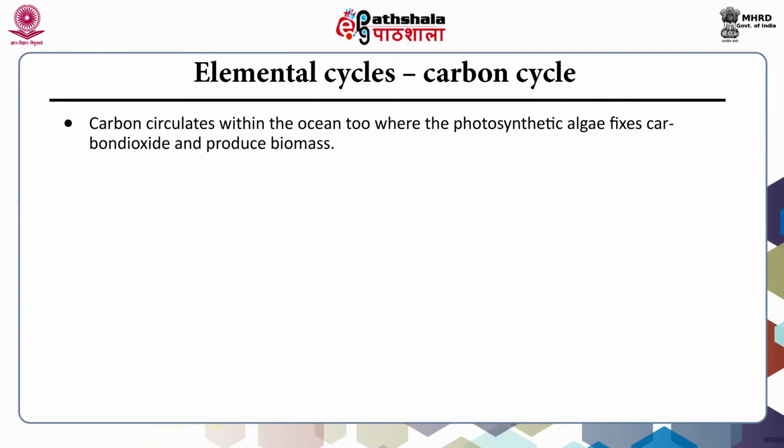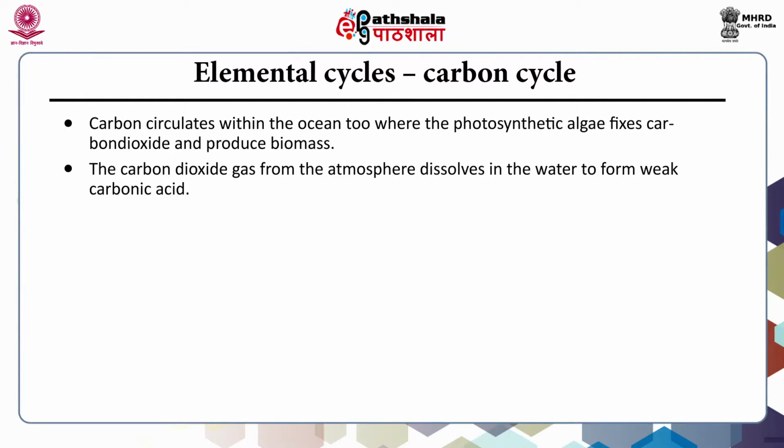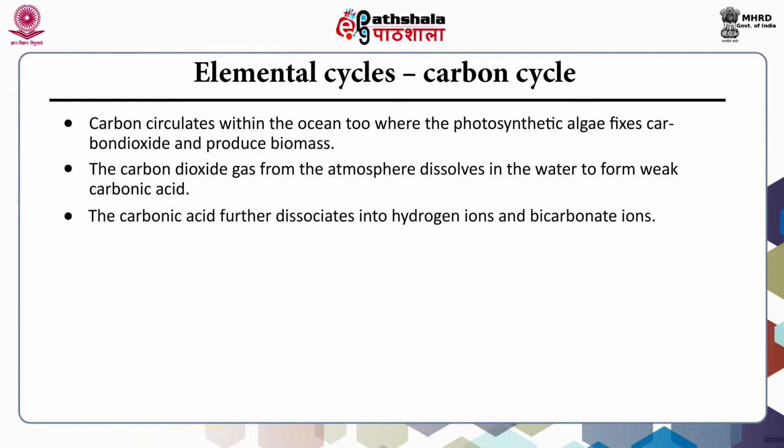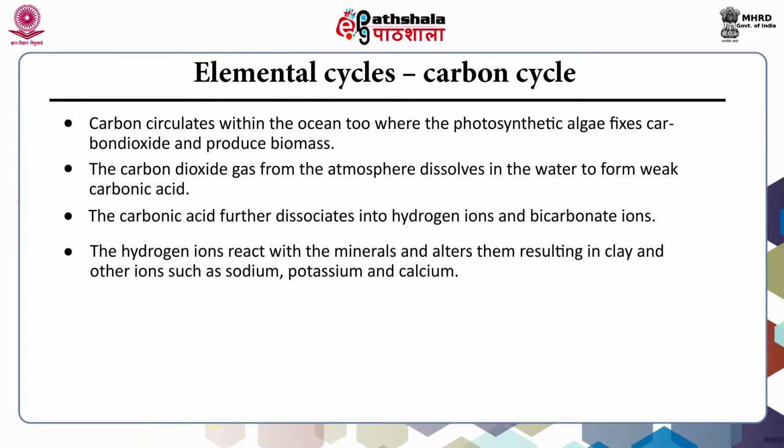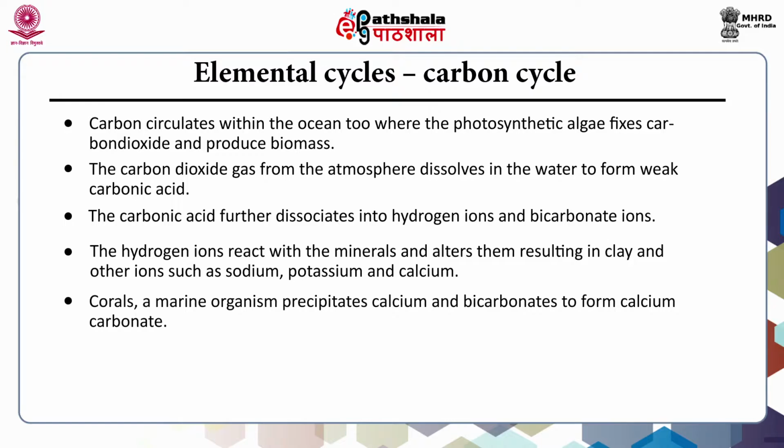Now, carbon circulates within the ocean too, where photosynthetic algae fix the carbon dioxide and produce biomass. The carbon dioxide gas from the atmosphere dissolves in the water to form a weak carbonic acid. This further dissociates into hydrogen ions and bicarbonate ions. The hydrogen ions will react with the minerals and alter them, resulting in clay and other ions such as sodium, potassium and calcium.